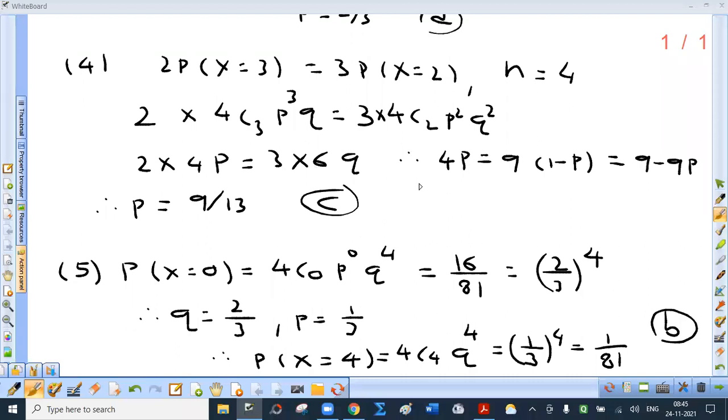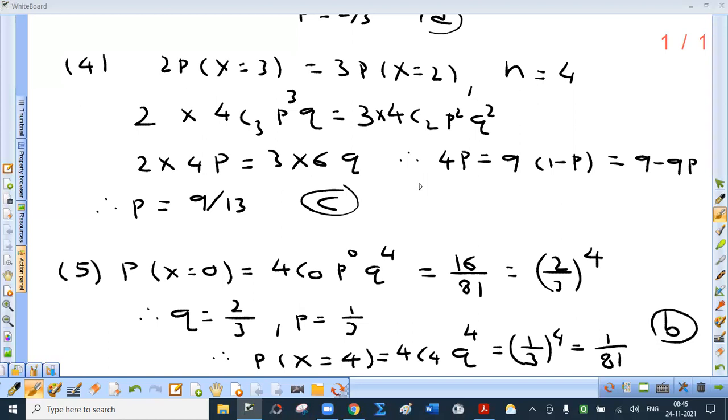Sum number 5. If random variable X follows binomial distribution with parameters 4 and P, and P of X equal to 0 is 16 upon 81, what is P of X equal to 4? Now, as per formula, P of X equal to 0 is 4C0, which is 1, P raised to 0, 1, so Q raised to 4. It is given to be 16 upon 81, which is 2 upon 3 raised to 4. So Q equal to 2 upon 3. P is 1 minus Q, so 1 upon 3.